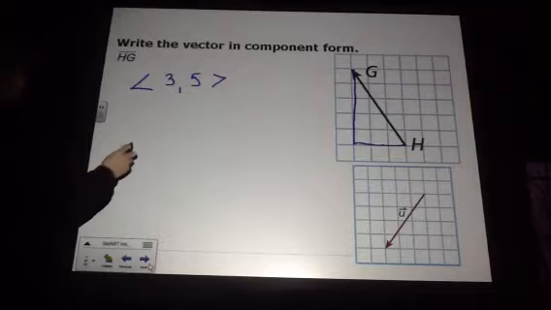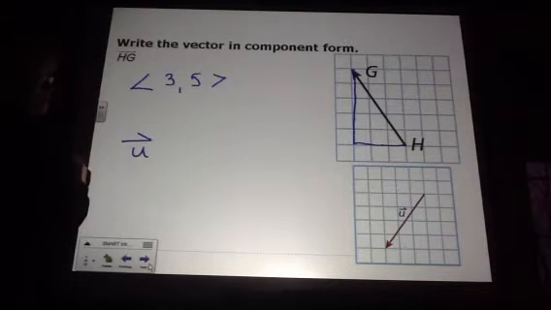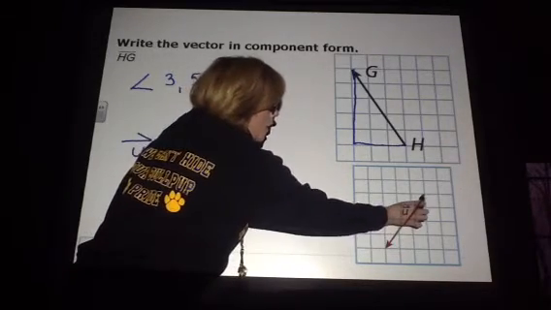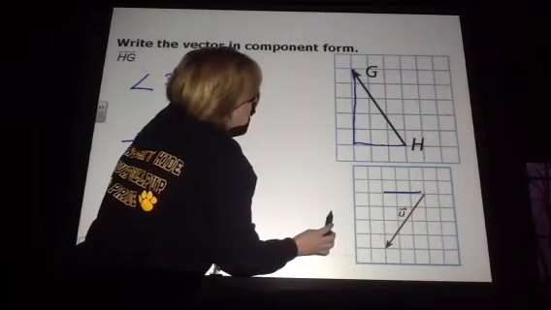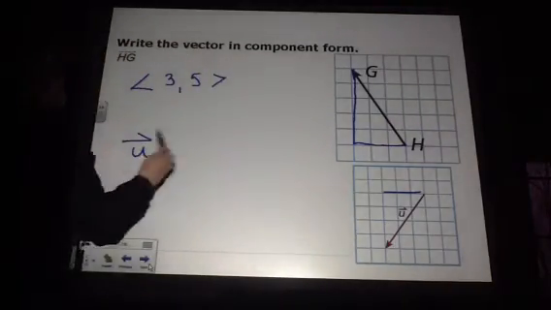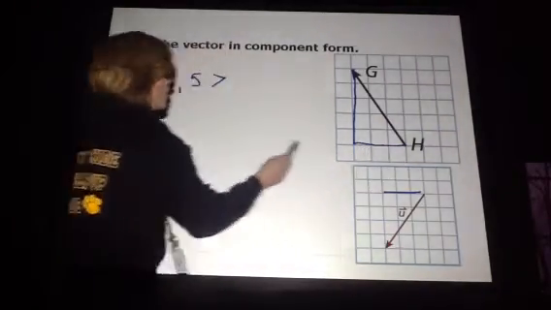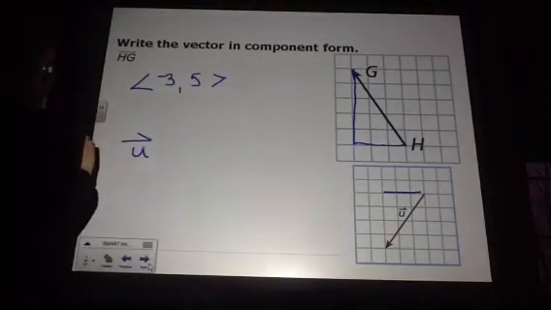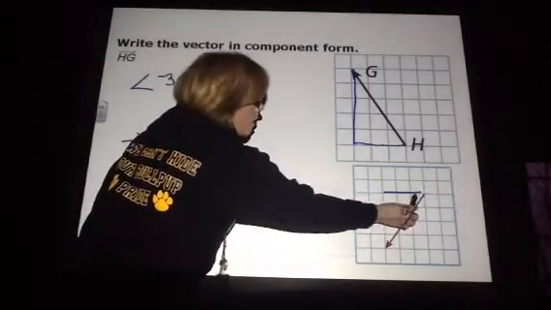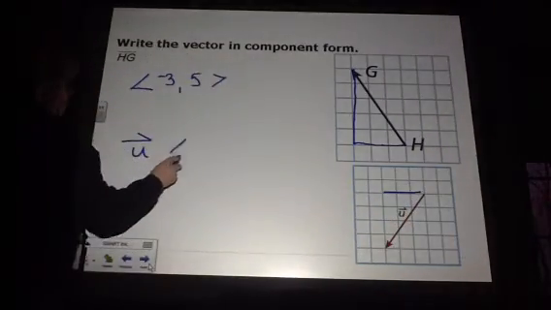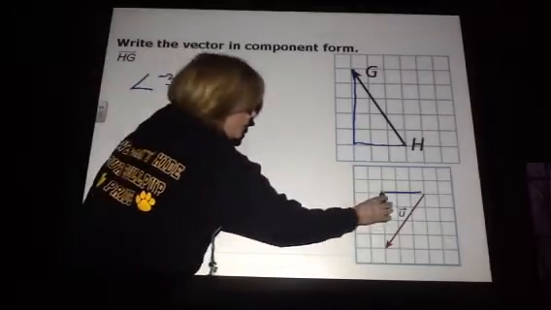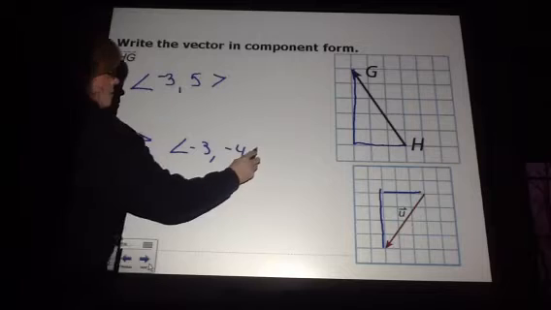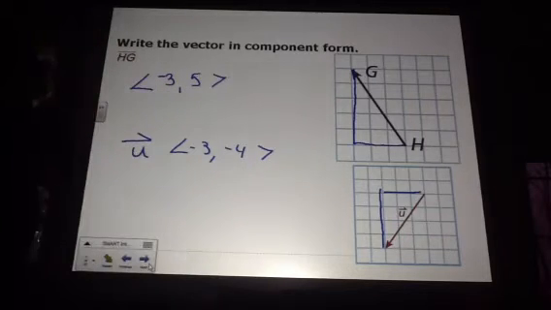Okay, and then down here we have vector U. Right here is my initial, right here is my terminal. So I go horizontal. We need to back up on this first one, guys. I went left 3, so this is a left 3. I went up 5, so it's a positive 5. So on this one, I go left 3, and then I went down 4. So you must make sure that you have your positive and negatives correct.